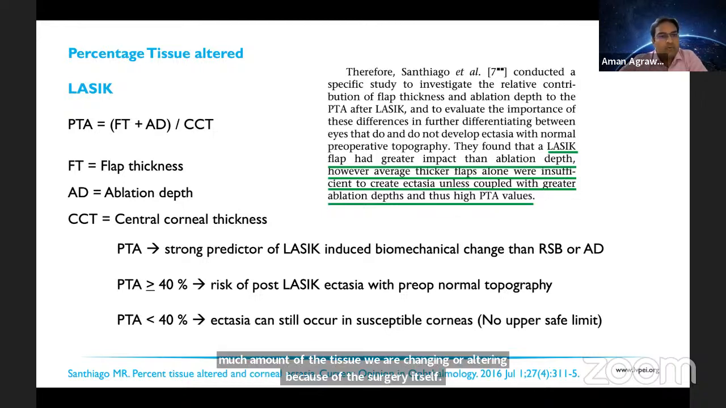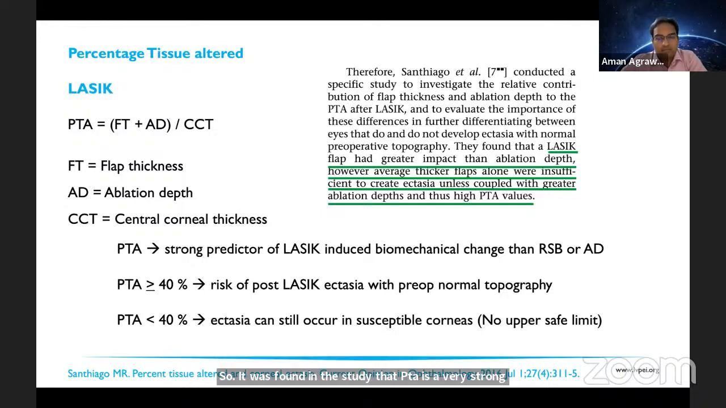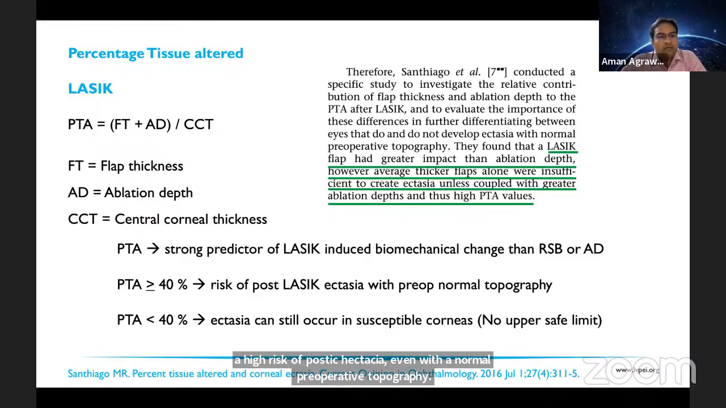It was found in the study that PTA is a very strong predictor of LASIK-induced biomechanical change, even more than the residual stromal bed or ablation depth. And any PTA which is more than or equal to 40% carries a high risk of post-LASIK ectasia, even with a normal preoperative topography. And PTA less than 40% does not always mean that ectasia won't occur. So that is why there is no safe upper limit for that as well.